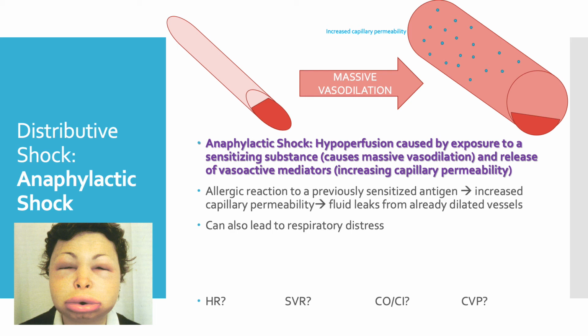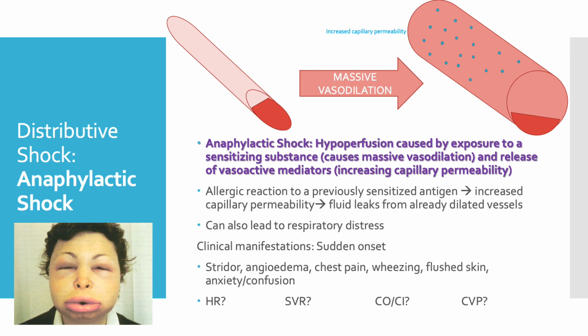You'll likely be the one at the bedside or in the emergency department that notices these signs, and it's up to you to communicate this to the healthcare team immediately. So now what will these patients look like? Well, aside from this angioedema, we may hear signs that their airway is closing. So stridor, wheezing, even chest pain. They may also have flushed skin, and you can imagine how anxious these patients must feel.